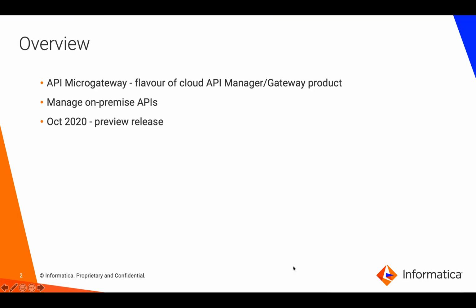What is API Microgateway? It's a flavor of the Cloud API Manager or Gateway product. It is primarily used to manage on-premise APIs, which are the CI endpoints. We have a preview release as of October 2020, and we are going to talk about that in this presentation.